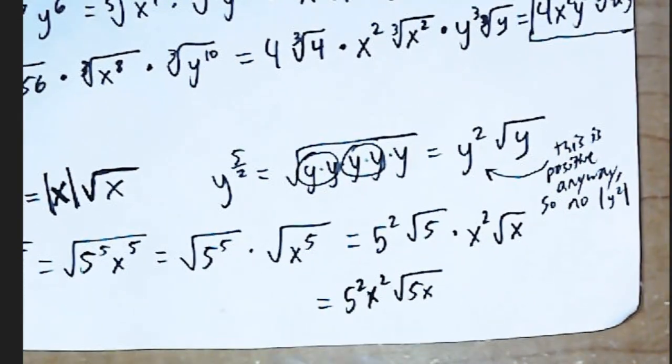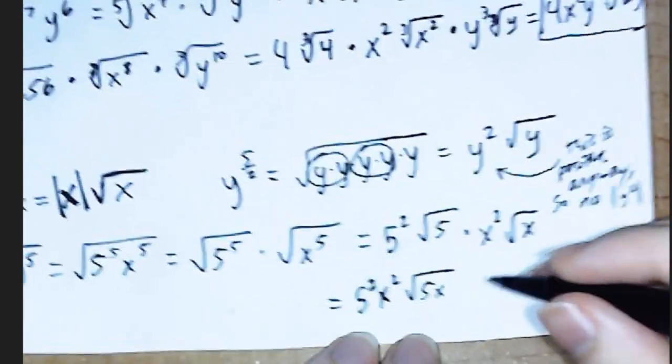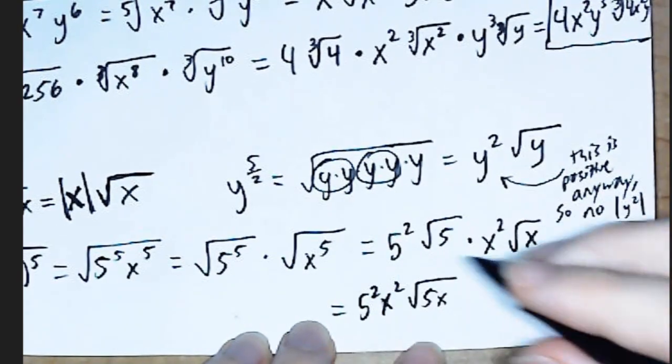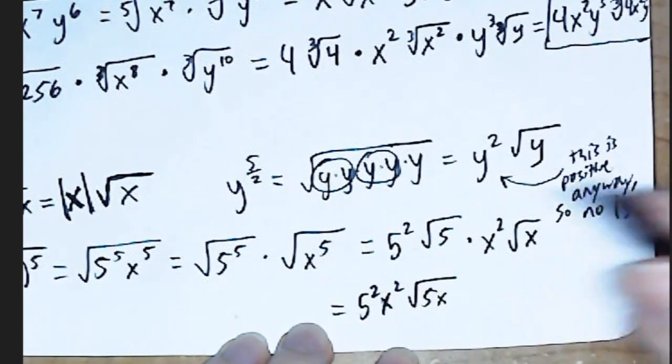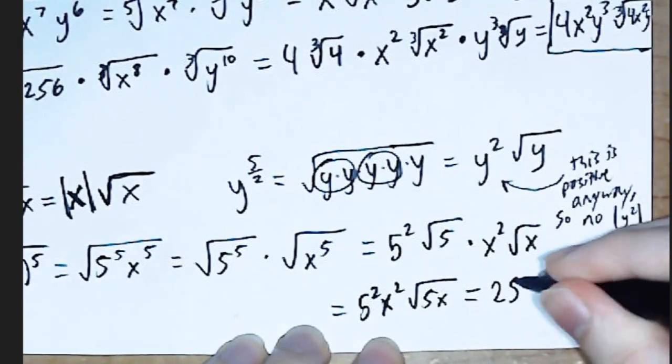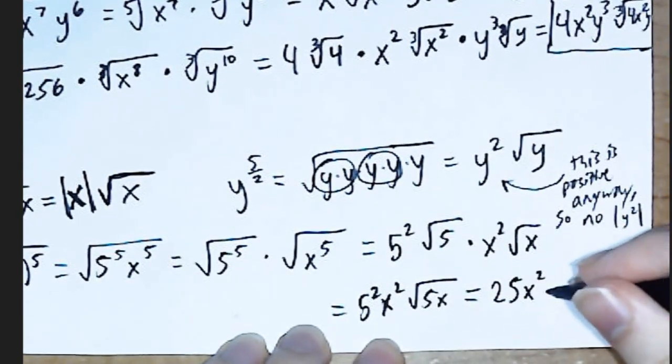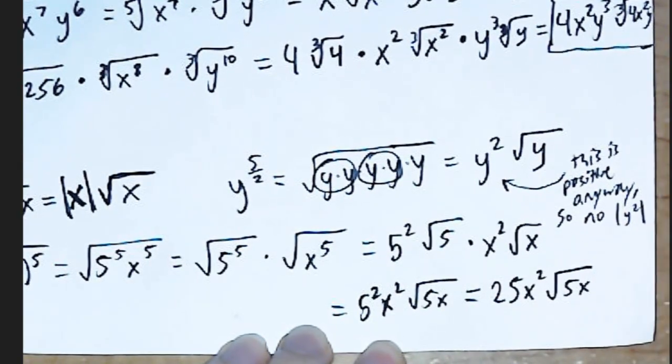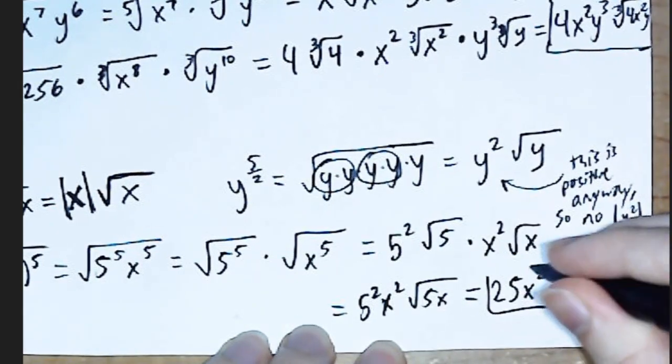Alright? But now we can simplify 5 squared, and this is a lot easier than finding 5 to the 5th. We all know what 5 squared is. 5 squared is 25. So we've got 25x squared times the square root of 5x. And there we have it.